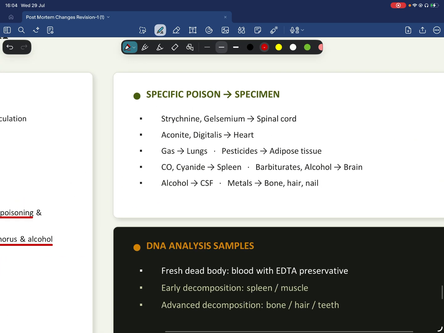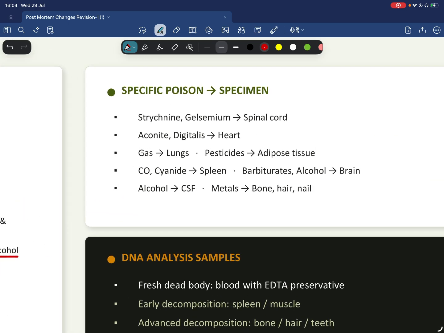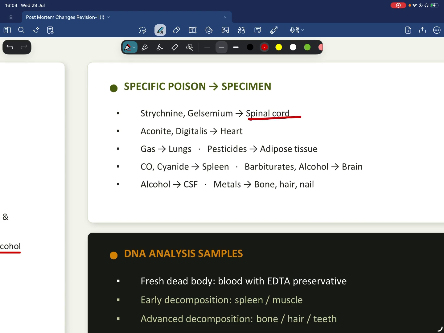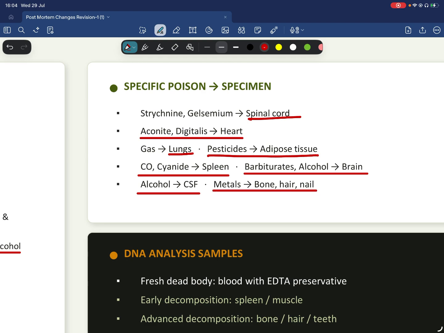In specific poisoning: in strychnine and gelsemium poisoning, spinal cord is preserved. In aconite and digitalis, heart is preserved. In gas poisoning such as carbon monoxide, lungs are preserved. In pesticides, adipose tissue is preserved. In carbon monoxide and cyanide poisoning, the spleen is preserved. In barbiturates and alcohol, the brain is preserved. In alcohol poisoning, CSF is preserved along with vitreous humor. For metals, bone, hair, and nail are preserved.